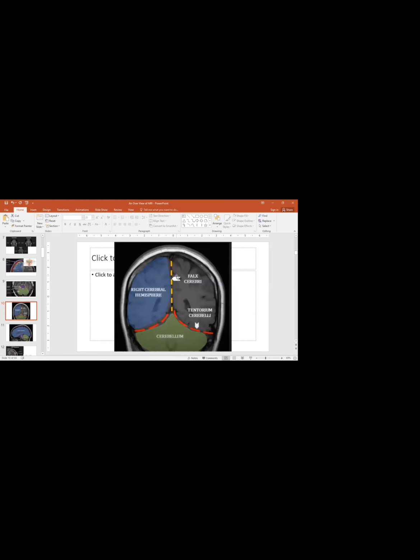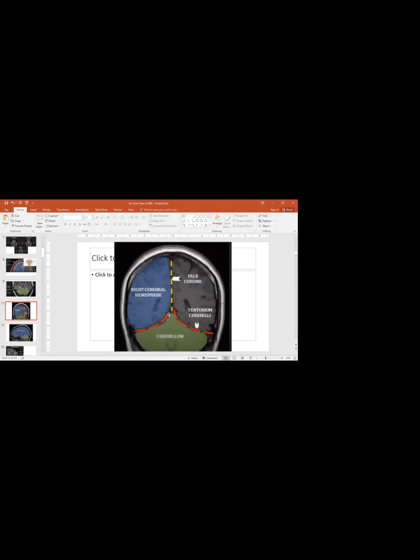The posterior cranial fossa contains the cerebellum. This is a coronal section. Now you are watching a coronal section of a brain with the skull intact, and you can see this is the right cerebral hemisphere and this is the left cerebral hemisphere. Between these two cerebral hemispheres is the falx cerebri, which separates them.